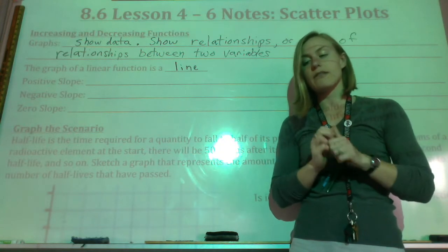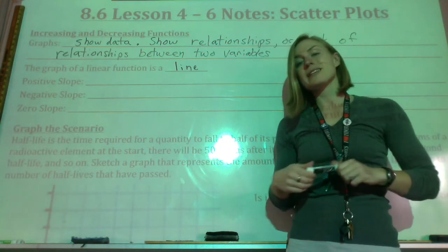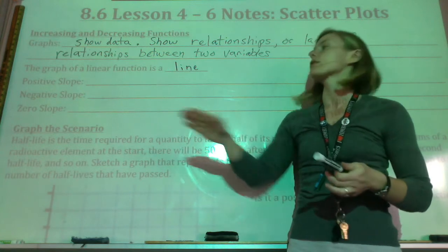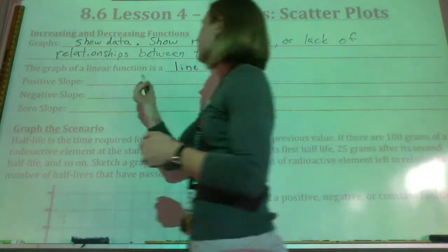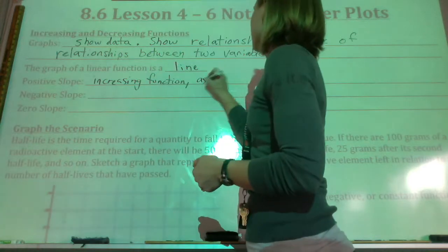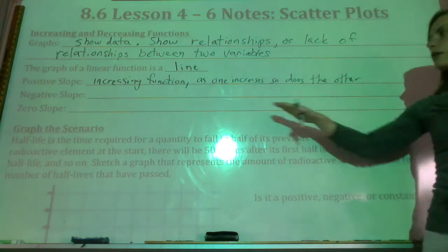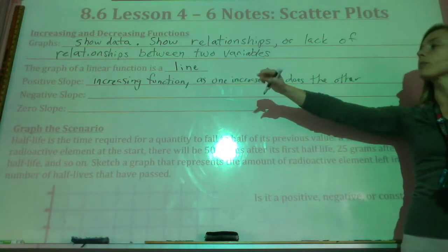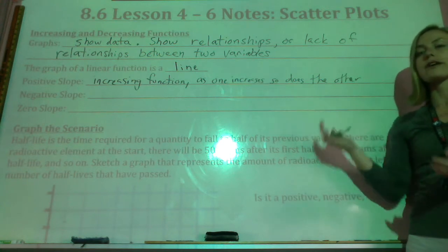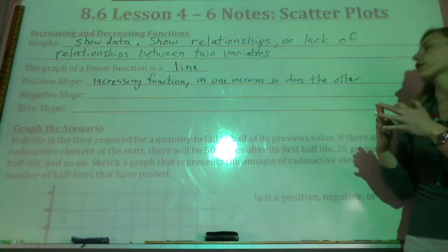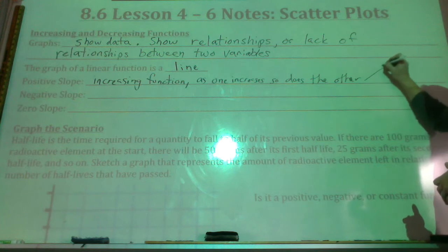So if we have a positive slope, then it means it's going to be an increasing function because they're going to be going up together. So it's a positive slope, it's an increasing function if both variables increase together, and you have this general trend of it going that way.